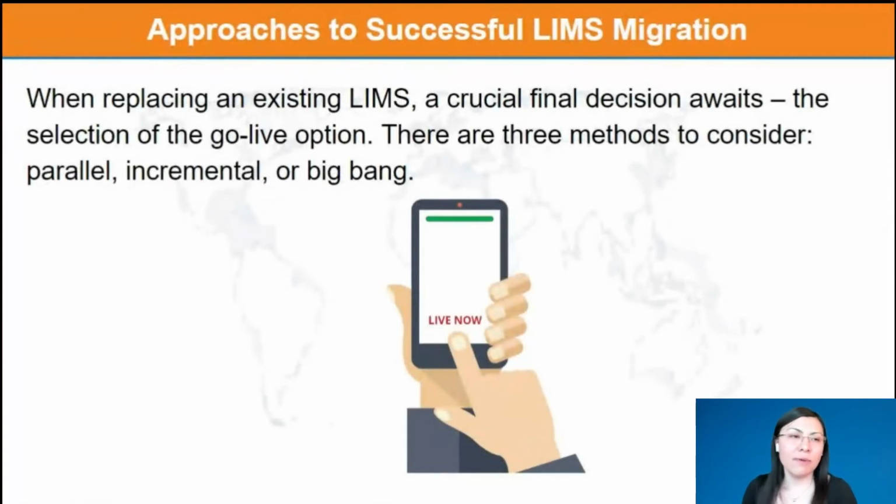Now, let's talk about the approaches to successful LIMS data migration. So when we are replacing a LIMS, there is a final decision we need to make: the selection of the go-live option. There are three methods to consider. The first one is the parallel, the second the incremental, and the third one the big bang approach. Let's explore each of these approaches.